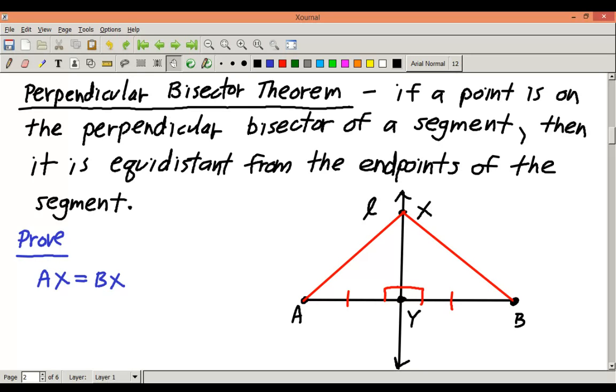So we want to prove that segment AX and segment BX are congruent. Okay, well, that's pretty easy to do. We're going to say that XY is congruent to itself by reflexive property. Then the two triangles are going to be congruent by side angle side. And once the triangles are congruent by side angle side, we can say that AX is congruent to BX by CPCTC. Remember, corresponding parts of congruent triangles are congruent. So that proves that point X is equidistant from the endpoints of that segment, which is what we had to prove in this theorem.